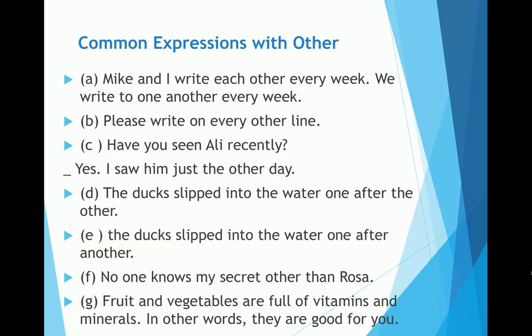No one knows my secret other than Rosa. Other than is usually used after a negative to mean except, as in this example. Fruit and vegetables are full of vitamins and minerals. In other words, they are good for you. In other words is used to explain, usually in simpler or clearer terms, the meaning of the preceding sentence.